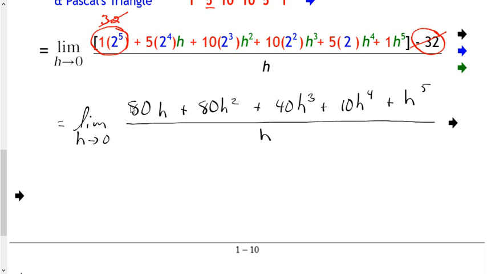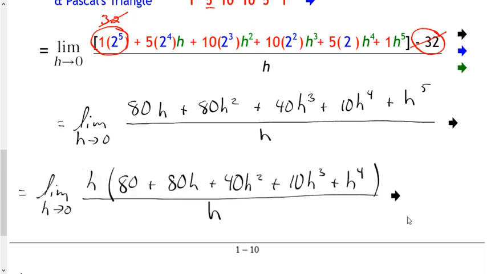Here, if I do 2 to the 4th, 16 times 5, that's where this 80 comes from, times h. 2 cubed is 8, times 10, 80 times h squared. 2 squared is 4, times 10, 40 h cubed, and so on. Well, now that this constant here and that constant there have canceled out, all of my terms have an h in them. And so I can factor out an h as a common factor.